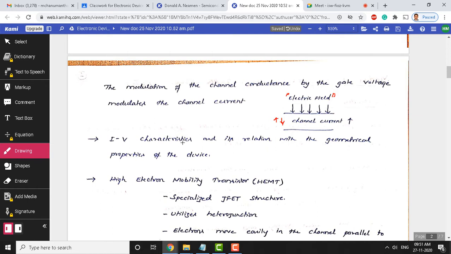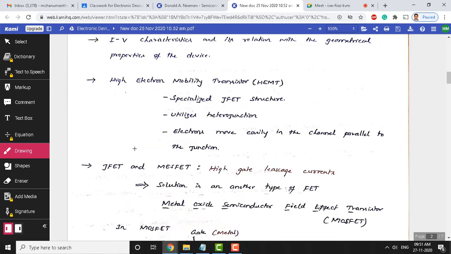Voltage versus current characteristics and its relation with the geometrical properties of the device, we will discuss this later, because without getting into this voltage versus current characteristics and its connection with the geometrical structure of the device, it becomes incomplete. So, we will focus on this in the coming classes.